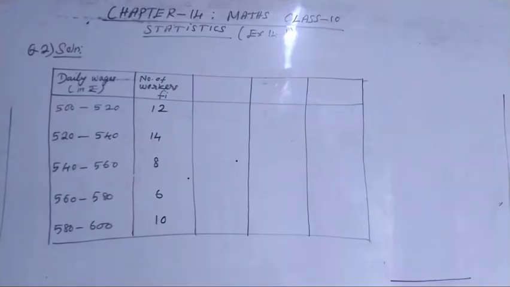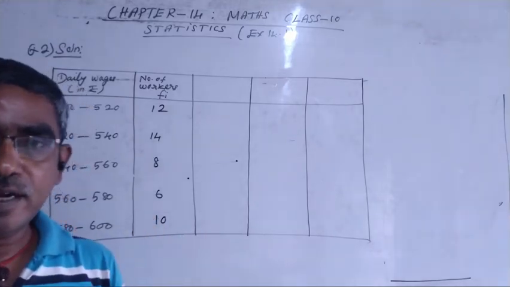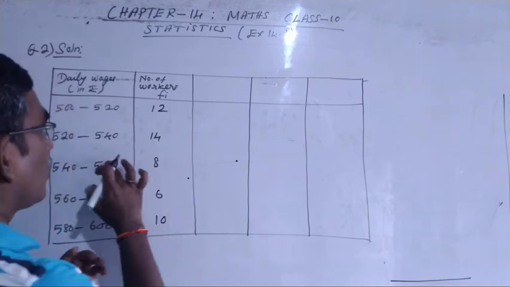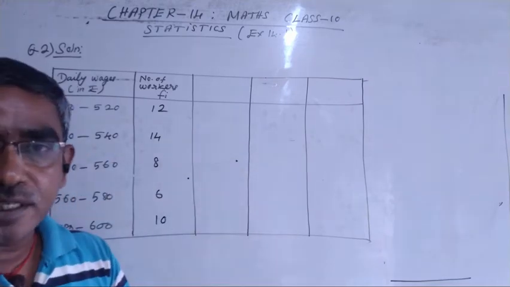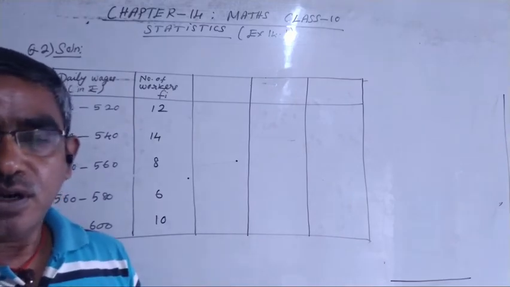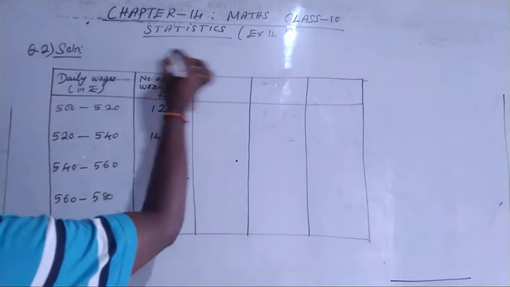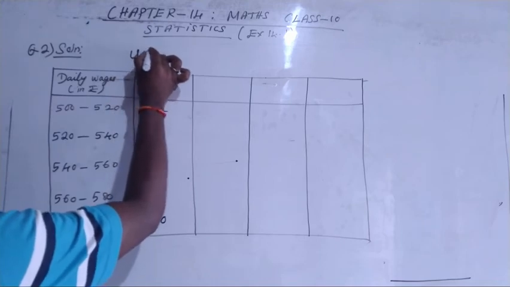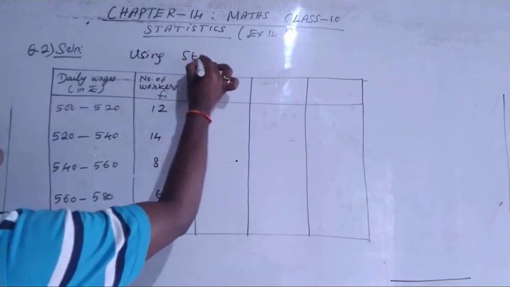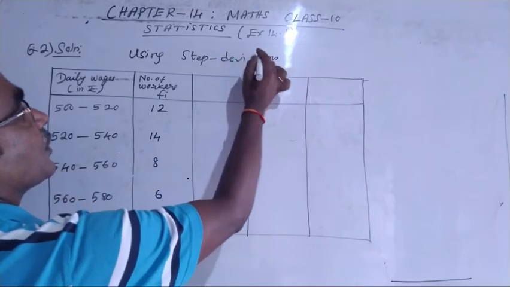We'll continue now. Question number 2. The daily wages and number of workers are given, so we can use any method. In question number 1, we used the direct method, where 4 columns are required. But for the assumed mean method or step deviation method, we need 5 columns. I'm going to use the step deviation method, which is easy here.